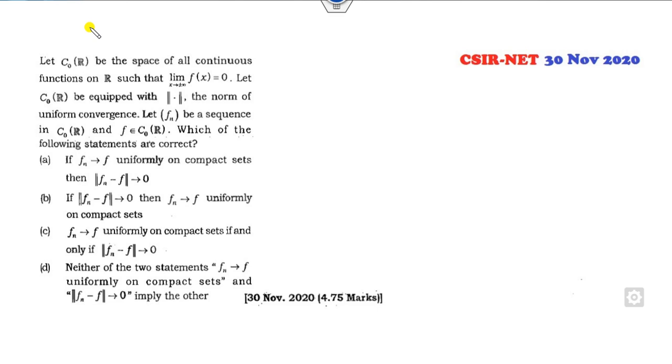Look at another one. If C0 is the space of all continuous functions such that the limit of f as x approaches plus or minus infinity is 0, let C0 be equipped with the norm which is the uniform norm. Which of the following statements are correct?